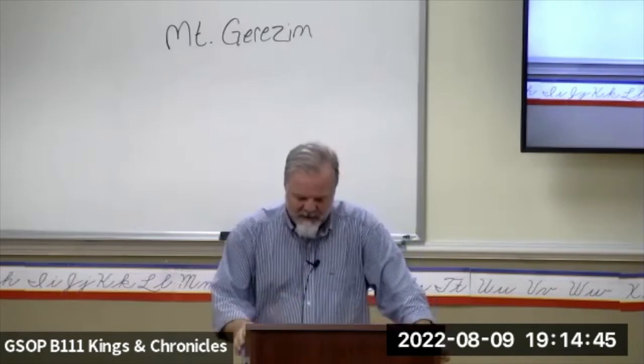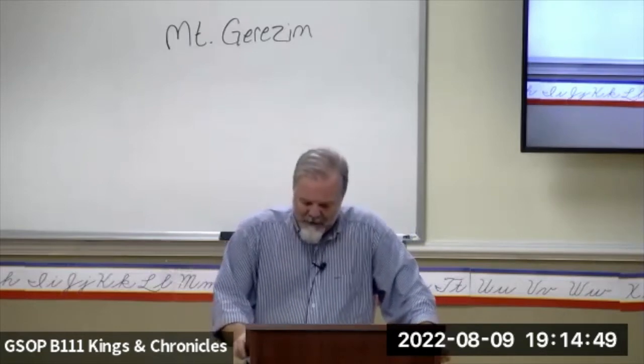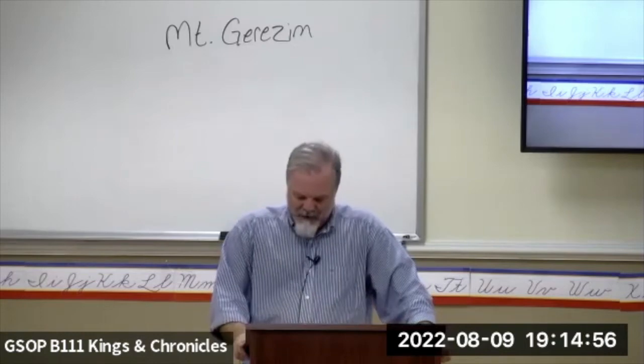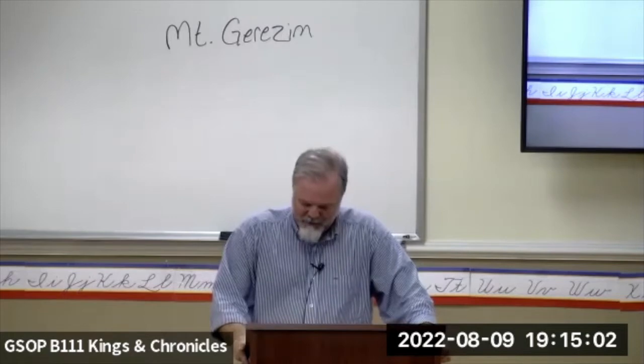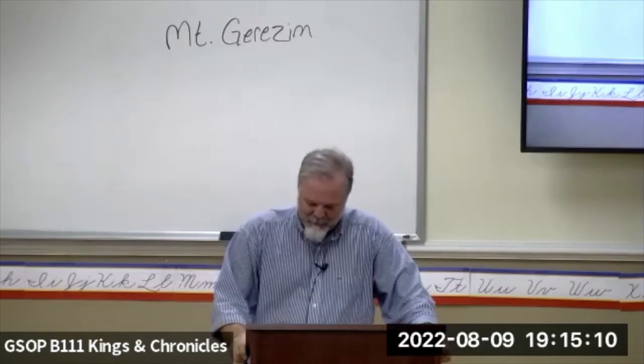Cyrus, king of Persia, brought these out in the charge of Mithridath, the treasurer, who counted them out to Sheshbazzar, the prince of Judah. And this was the number of them: 30 basins of gold, 1,000 basins of silver, 29 censers, 30 bowls of gold, 410 bowls of silver, and 1,000 other vessels. All the vessels of gold and of silver were 5,400. All of these did Sheshbazzar bring up when the exiles were brought up from Babylonia to Jerusalem.